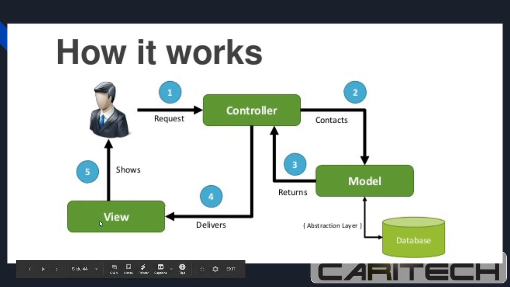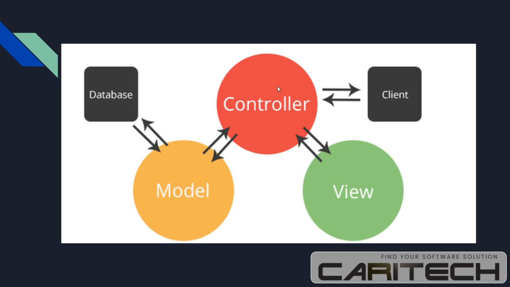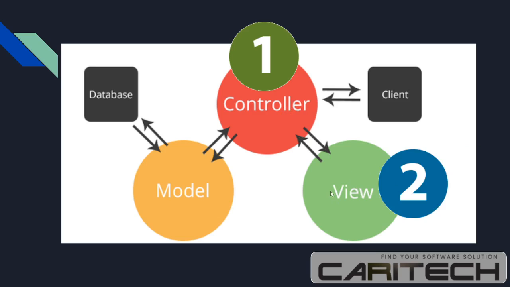MVC. Model, view, controller. So we're going to quickly talk about the controller. What does this controller do? The controller talks to the client. The client is us. So number one is the controller. Then we're going to talk a little bit about the views, which show us the stuff, and then the model, which talks to the database. It's kind of like its own little ecosystem.